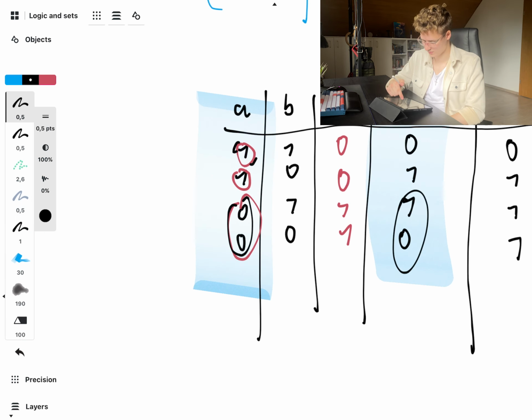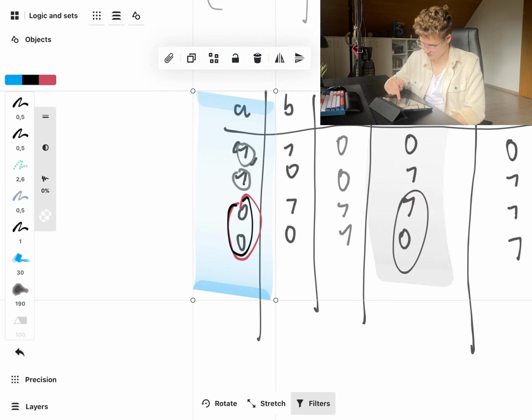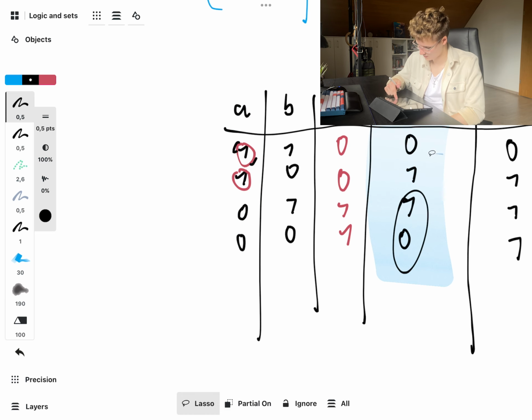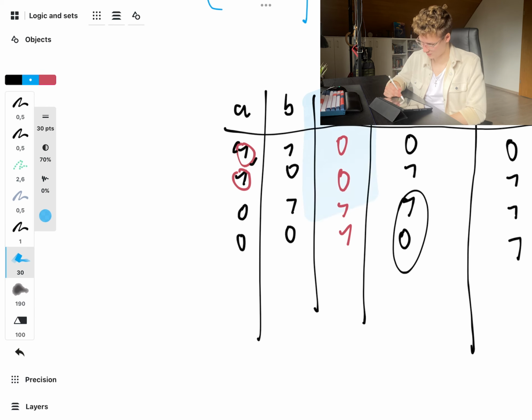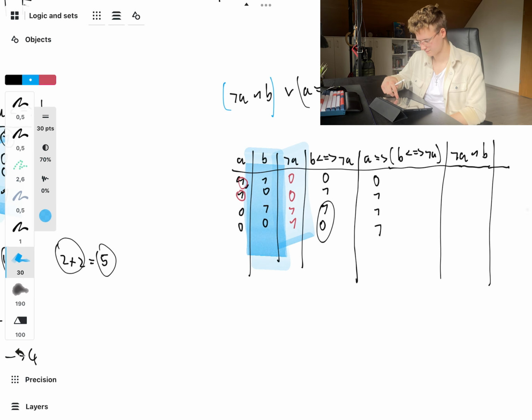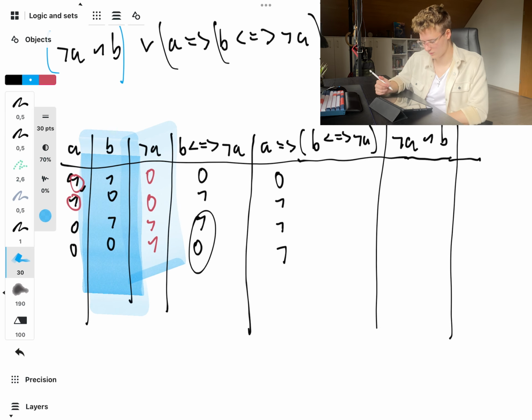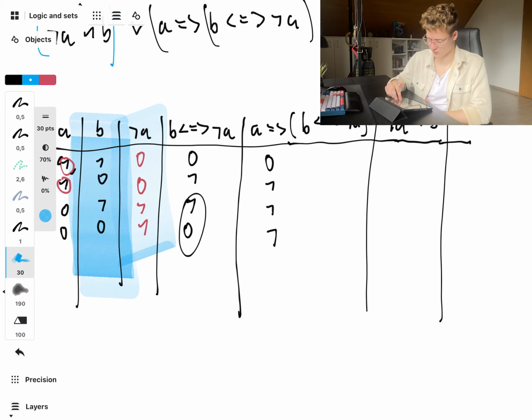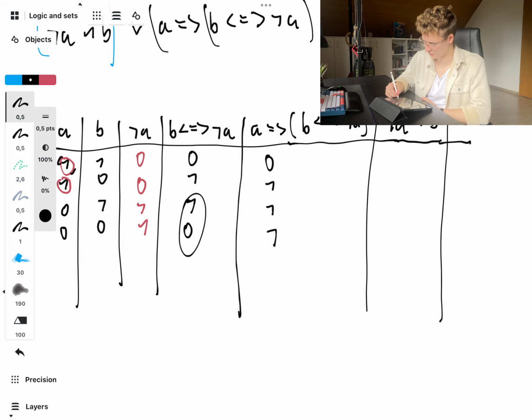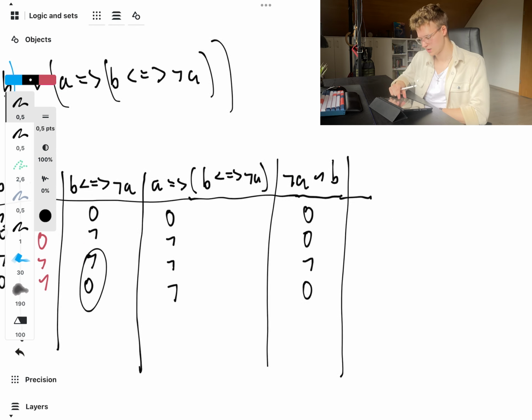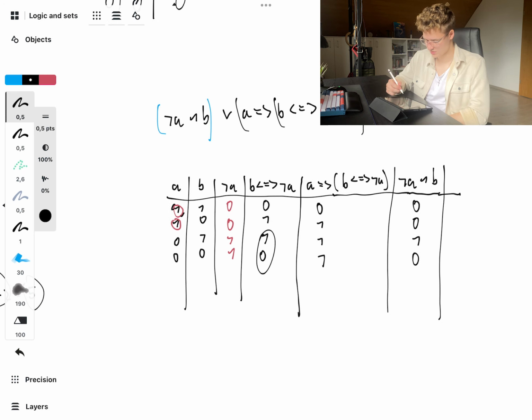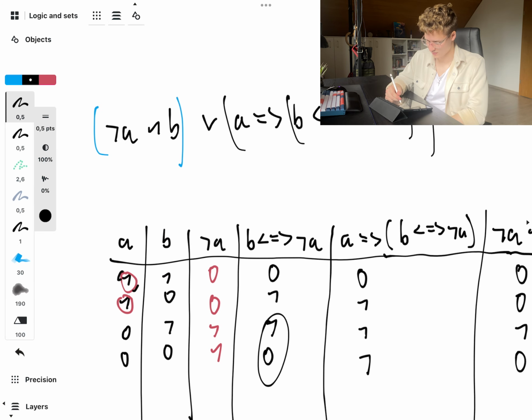And we just look at the two columns to find the matching values. So we have here not A and B, or B here, okay? And we're looking for where they both are equal to 1. So that's only going to be in the third case, and the rest of them are going to be false. Lastly, we just look at this one or this one.